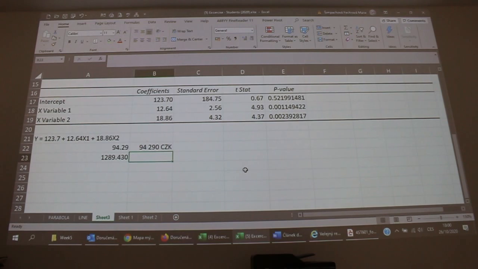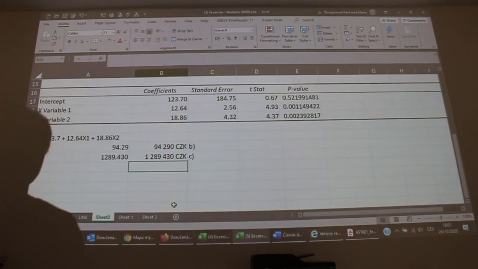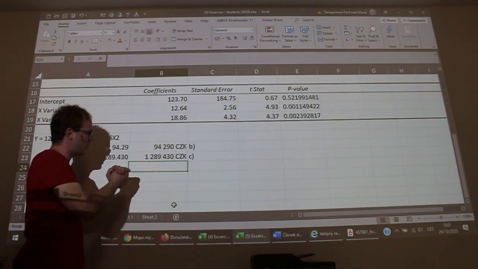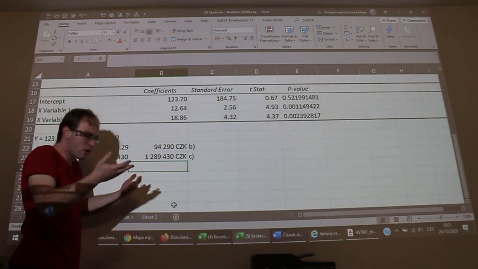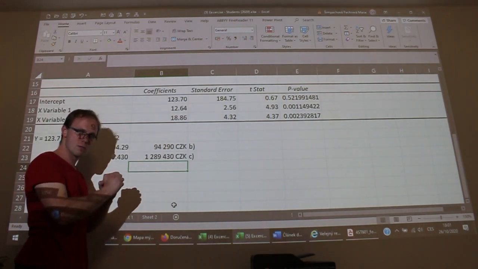So what is it in thousands? 1,289,430 Czech crowns, yes. So this is the response. This is the response of C. Yes. So this is B and this is C. So if you invest 40,000 on advertisement in radio and television and 35,000 on advertisement in press, you can expect that you will earn a little bit more than 1.25 million Czech crowns.